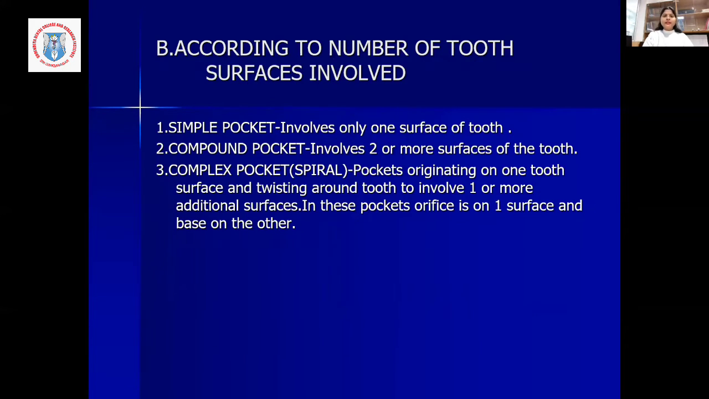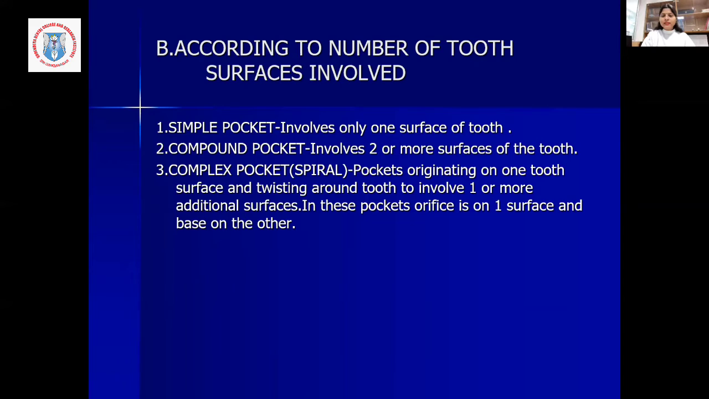Also, we can divide the pockets based on the number of tooth surfaces involved. It can be simple, compound, or complex. If only one surface of the tooth is involved, like only the mesial surface, we call it a simple pocket. If two or more surfaces of the tooth, either mesial, distal, buccal or lingual, are involved, it is called a compound pocket.